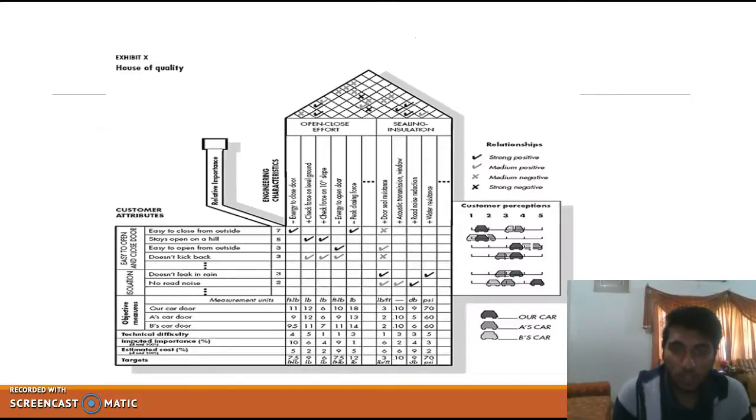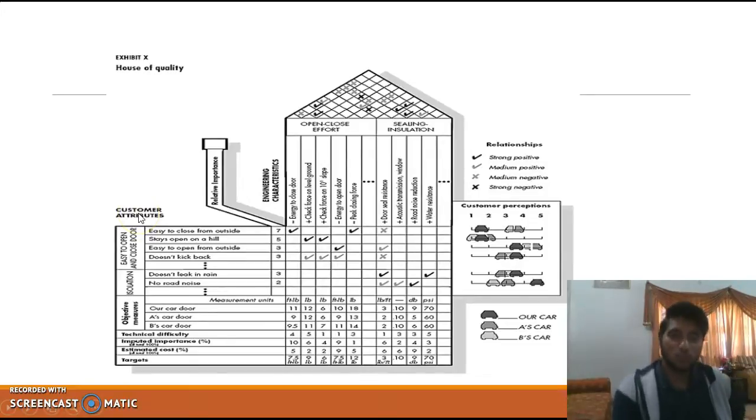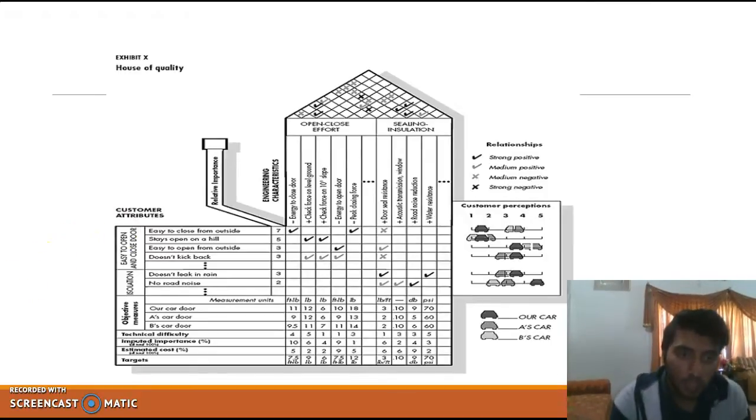Moving on to this figure, this is an example of the house of quality from an automobile company. As you can see over here, at the top left corner are the customer attributes. These involve what the customer actually wants, like easy to close from outside, stays open on a hill, doesn't kick back, doesn't leak in the rain. Then the objective measures of the car, where we compare our car to the cars of the other companies.